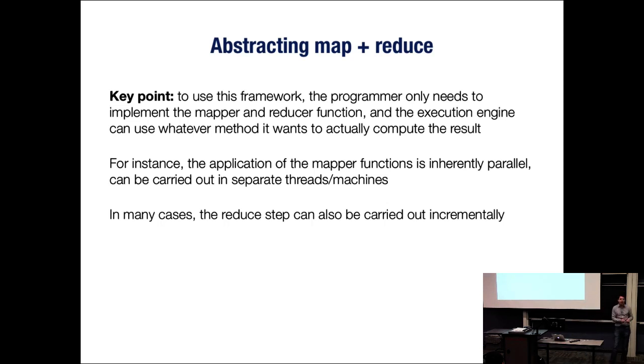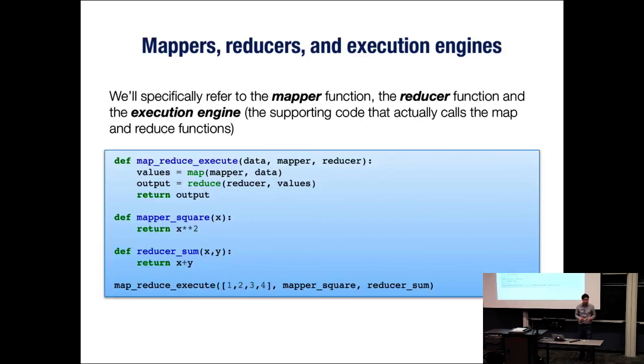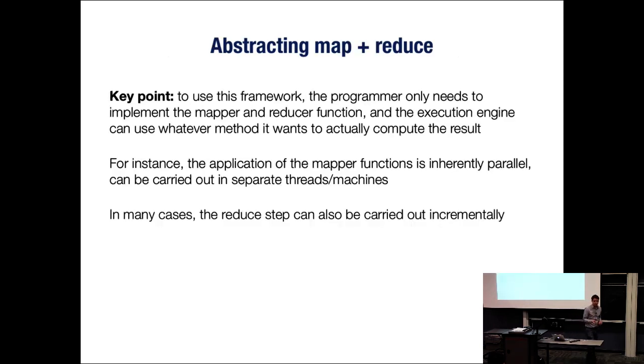Because that is well defined, the execution engine behind this process can actually be quite complicated. It can do things that are much fancier than just these two lines of code. It could do parallel. It could do whatever it wants without me changing any code. I still just write the mapper function and the reducer function. And that really is the key point.